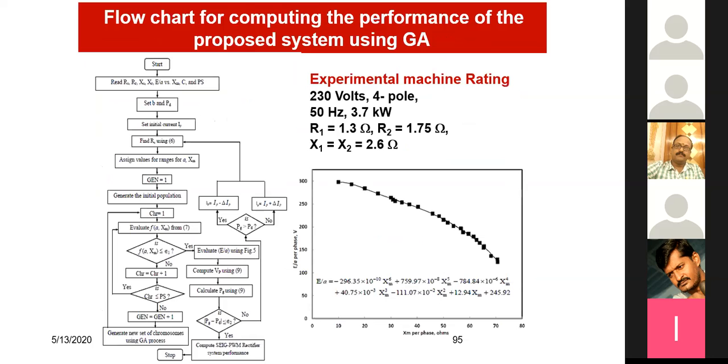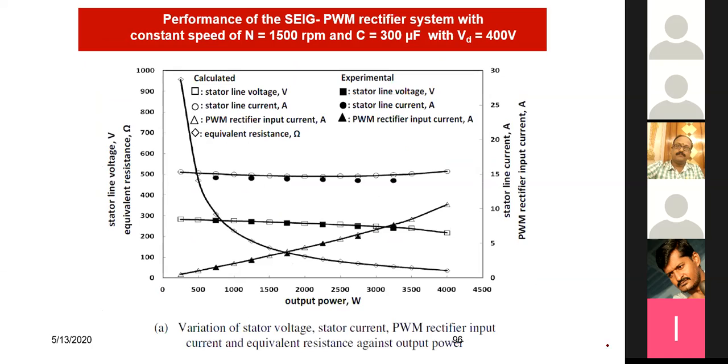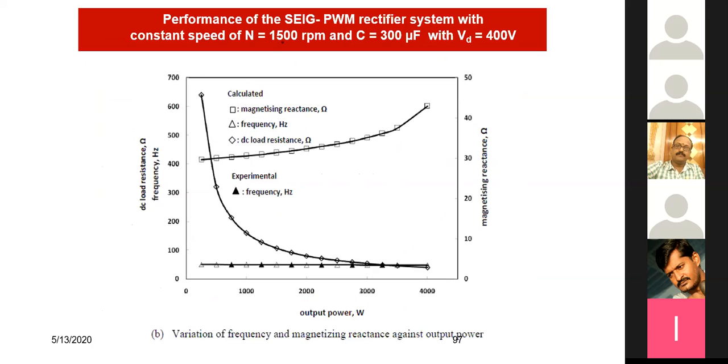So we performed the steady state analysis also. To check the control scheme, we considered the speed of the machine constant, and when the load power changes, how the stator voltage, stator current, and load line current vary, everything we plotted. It is similar to the generator characteristics. And we saw that even if you keep the speed of the machine at 1500 RPM, variations in the frequency were also observed, and variations in the magnetizing reactance also.